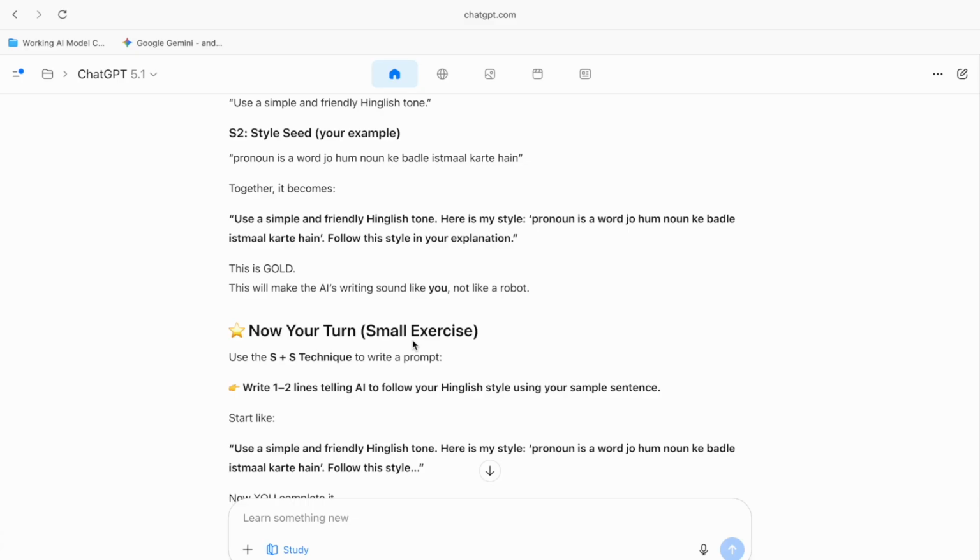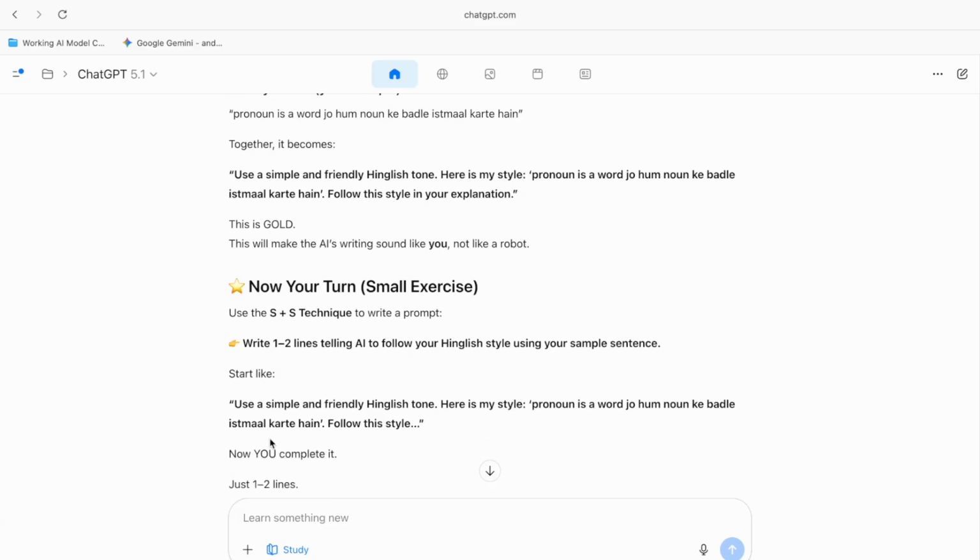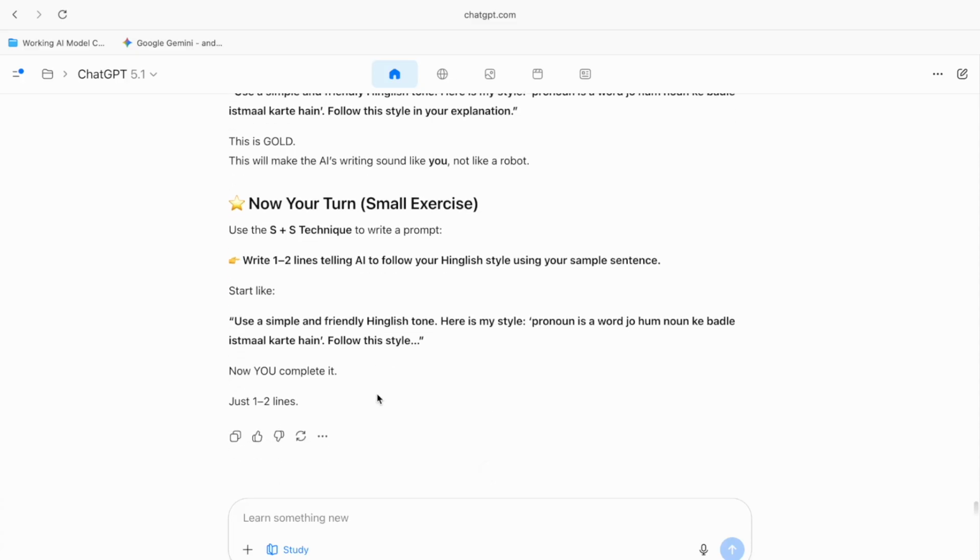Now your turn. Small exercise. Use the SS technique to write a prompt. Write lines telling AI to follow your English Hindi mix using your sample sentence. Use a simple and friendly Hindi English tone. Here is my style: pronoun is a word जो हम noun के बदले इस्तेमाल करते हैं. Now complete it in 1 to 2 lines. Okay. So I'm gonna also use my voice. Okay. So use a simple and friendly Hindi English tone. Here is my style, then comma, inside, like you can say that.